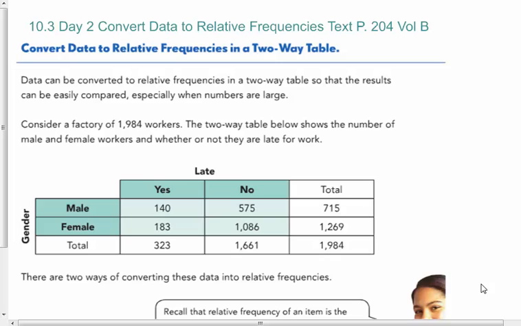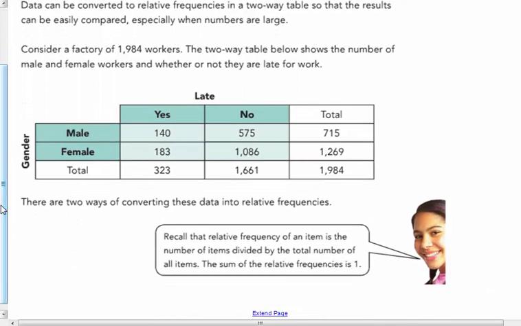Consider, and this is only from the textbook, not in your packets yet, we'll get to page 34 in a minute. Consider a factory of 1,984 workers. The two-way table below shows the number of male and female workers and whether or not they are late for work. There are two ways of converting these data into relative frequencies.